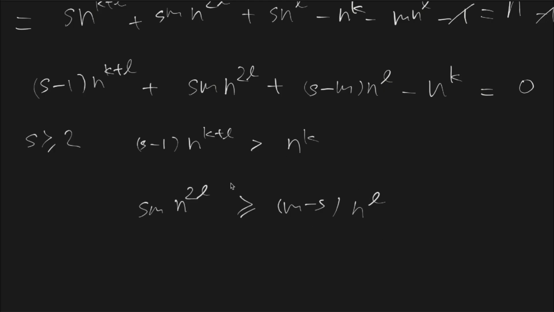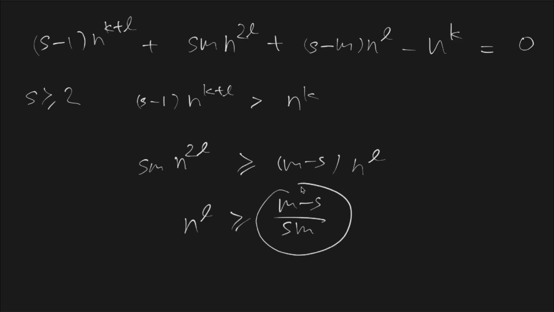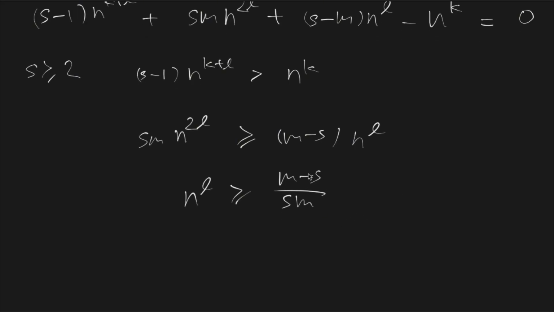Similarly, we can just move these things over again. N to the l is greater than or equal to m minus s over Sm. So we probably want to bound this thing from above. And okay, so this thing is maximized when s is minimized on the top so that m minus s is as big as possible, and also the bottom is as small as possible. So m minus s over Sm is less than or equal to m minus 2 over 2m.